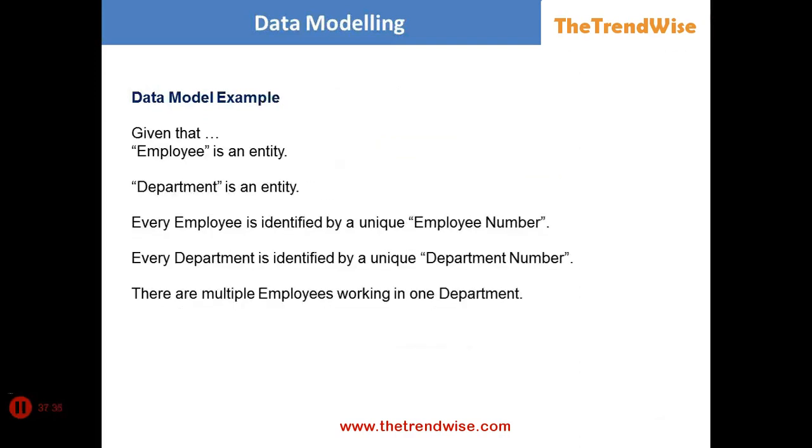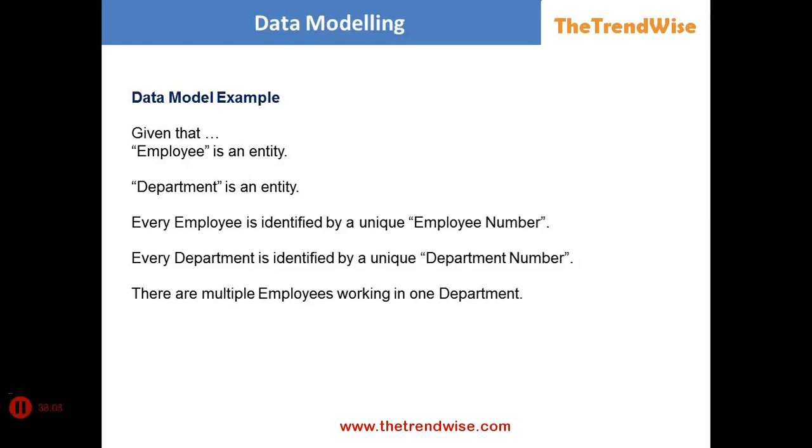All right. So again, it's just repeating the same thing. Given that employee is an entity, department is an entity, every employee is identified by a unique employee number. A department is identified by a unique department number, and there are multiple employees working in one department. This can be thought of as a solution that has been made out of a one-line requirement.